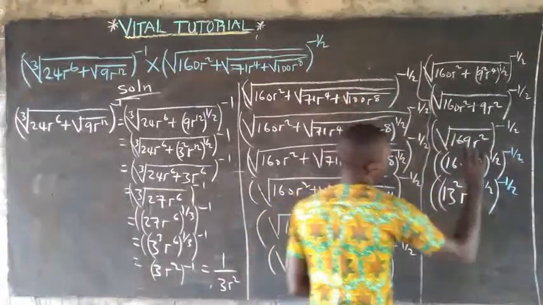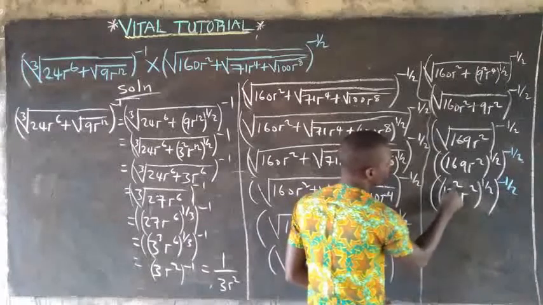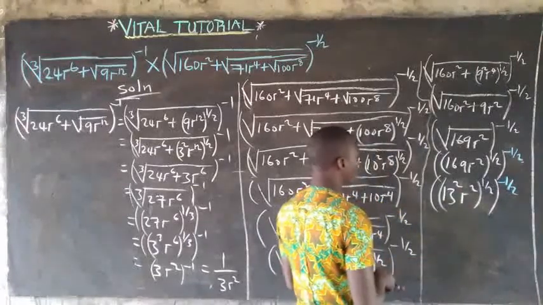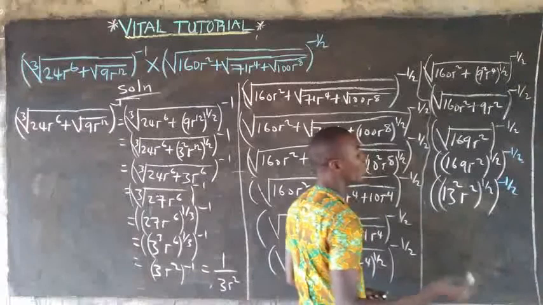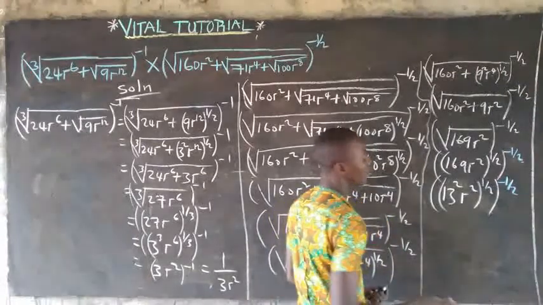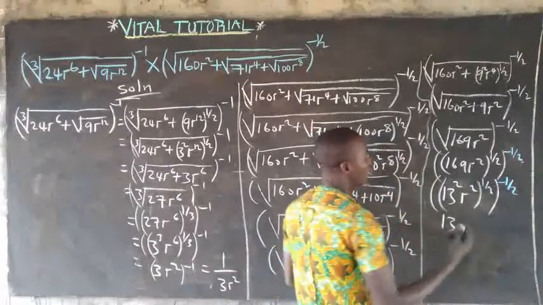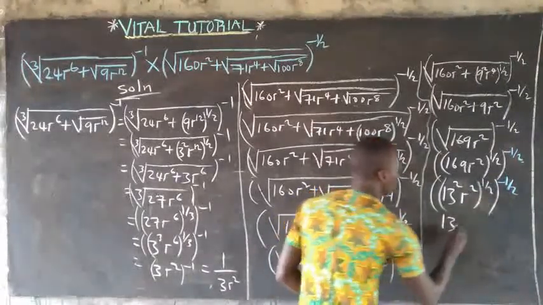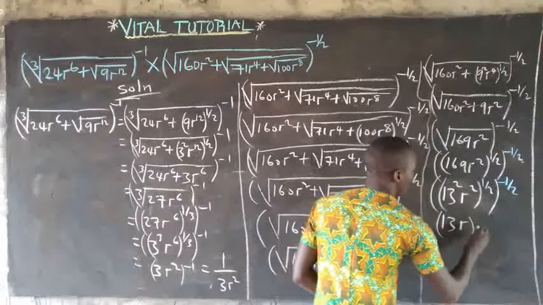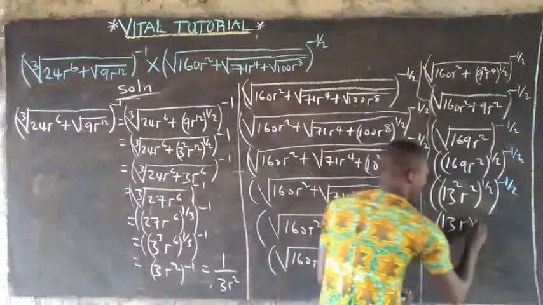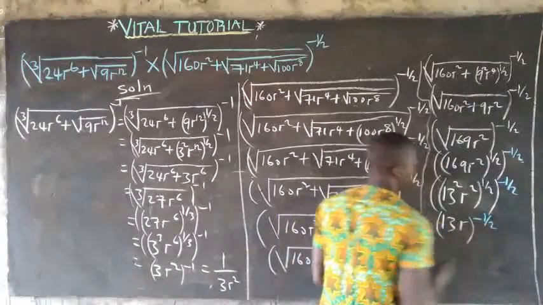We haven't touched it. So this is 2 times 1 all over 2, which is what? 1. 13 raised to the power of 1 is what? 13. Then 2 times 1 all over 2 is 1. r raised to the power of 1 is still what? r. Everything raised to the power of what? Minus 1 all over 2.